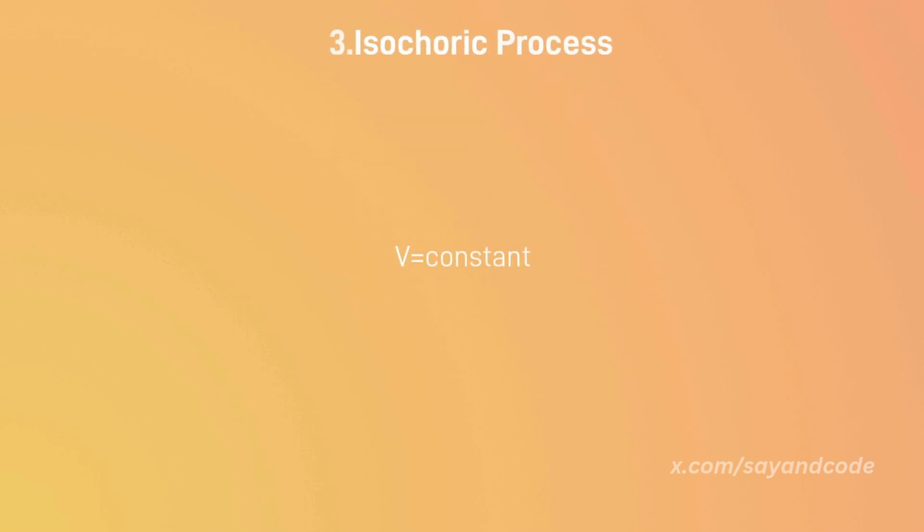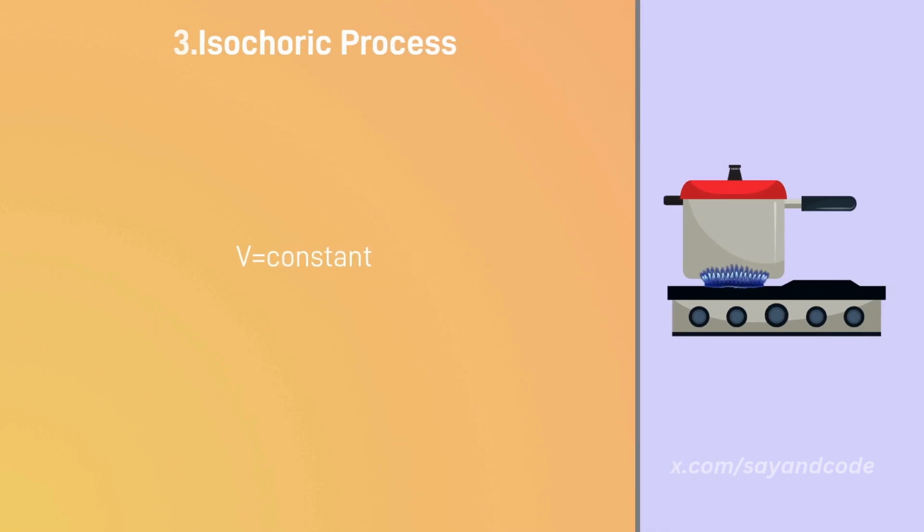Number 3. Isochoric process. The word choric means space or volume in Greek. So, isochoric means same volume, and hence, an isochoric process is a constant volume process. An everyday example is heating an empty pressure cooker before the whistle blows. The air inside will increase in temperature and pressure until the whistle blows to release it. But before that happens, the volume of the gas inside remains constant, while the pressure and temperature are changing.